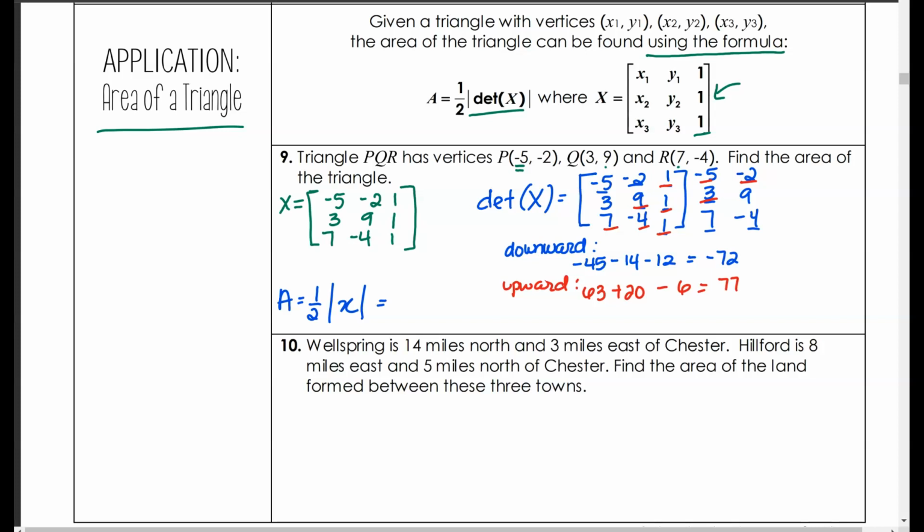So the determinant here is going to be negative 71 minus 77. So that's going to give us a total of negative 148. Okay. Now, because we are calculating area, it does not make sense for it to be negative. So we are going to take the absolute value of negative 148, and that'll give us positive 148. So now we're going to do 1/2 of 148 to give us the total area. So 1/2 of 148 is going to give us 74.